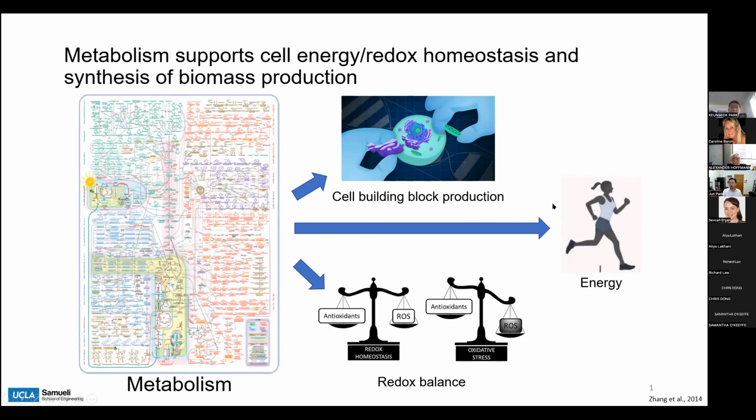So metabolism itself supports cellular energy production, redox homeostasis, and also synthesis of biomass. For example, metabolism synthesizes protein, lipids, and nucleotides, which are regarded as crucial cellular building blocks. It also generates ATP, which is a universal energy currency molecule in organisms. Lastly, it supports cellular redox homeostasis by generating antioxidant molecules, for example, NADH and NADPH, to fight against reactive oxygen species, which is harmful for our DNA.